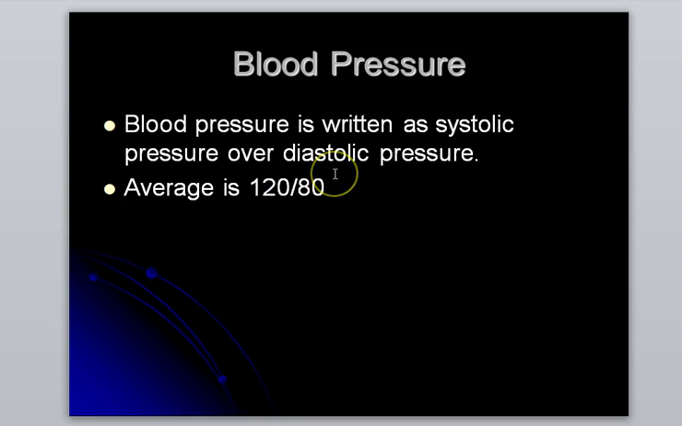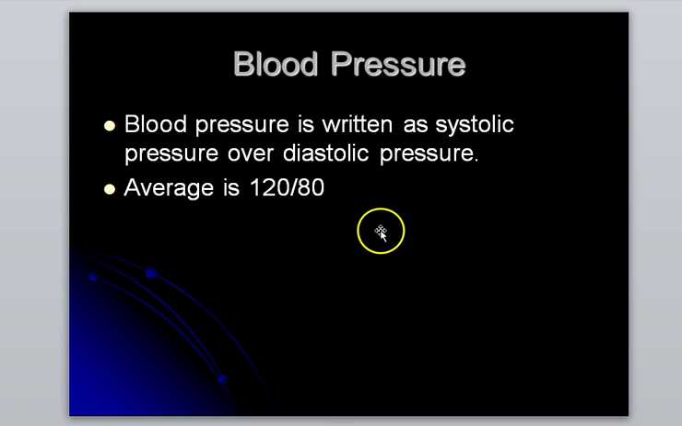So if you can imagine holding your fist, and when your fist contracts, that would be like the ventricles contracting. You can feel the pressure in your fist when you squeeze it. So when the ventricles contract, there's higher pressure. That's systolic. And then if you relax your hand, that would be sort of like the ventricles relaxing. You can feel the pressure in your fingers is relaxed. That's your diastolic pressure.